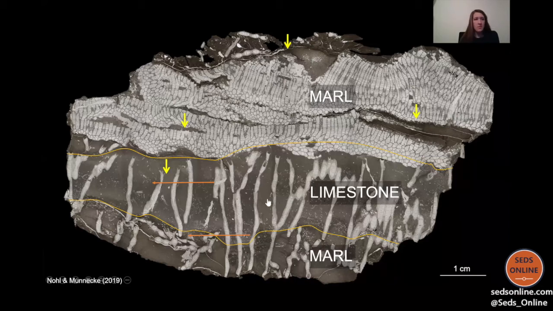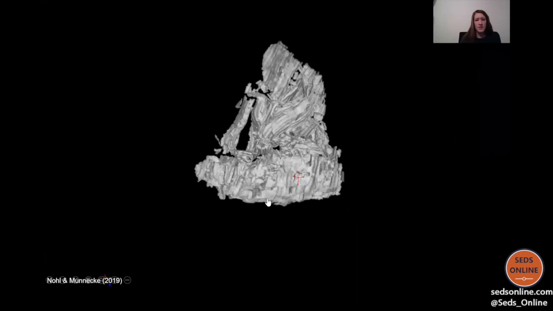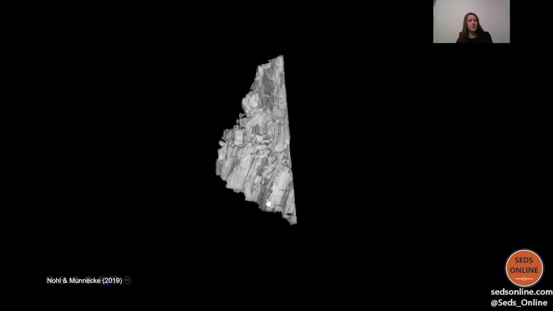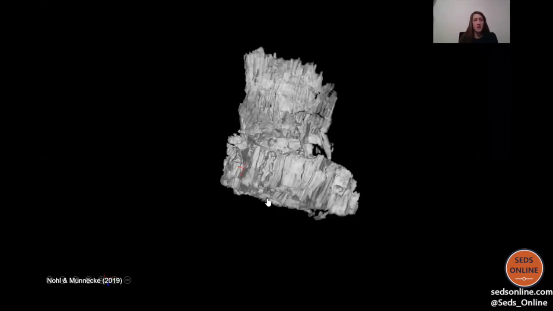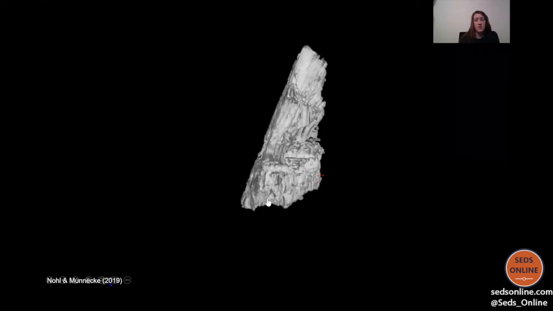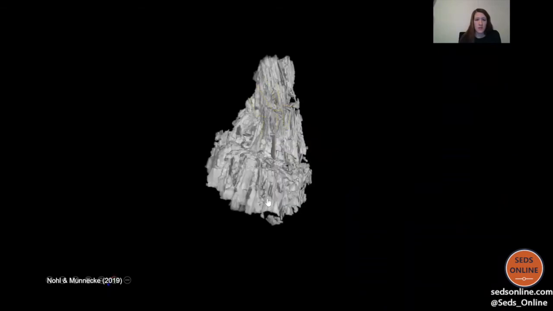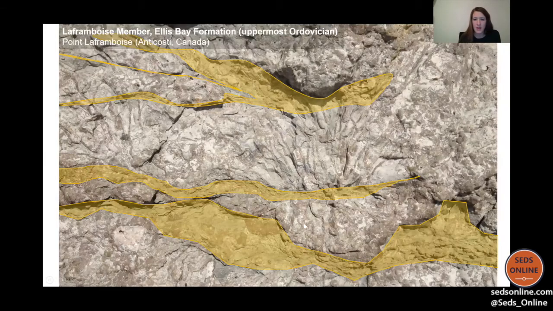And in this micro CT scan, we can see the broken pieces and we can actually reconnect them. And as you can see now, this good preservation in the limestone and the abrupt compaction in the marl can only be explained by a loss of volume caused by the dissolution of aragonite mud. So we can also see that in the field, in another example from Anticosti, where the colony can be followed across the limestone, across the marl layers, and we can follow individual corallites.